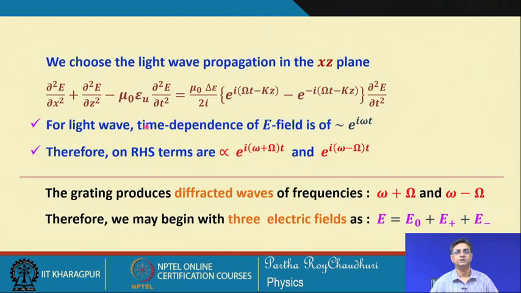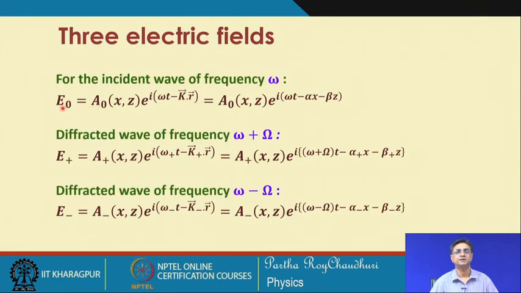So, we can decompose this equation into 3 fields, that is, you have an incident field which is given by this. k dot r is the direction of the incident wave. We have seen, because it is confined in the x z plane, we can write it as alpha x plus beta z, where alpha is the x component of the propagation vector of the light wave, and beta is the z component of the propagation vector. And for the diffracted wave, in the same way, we write this amplitude a plus, which is a function of x and z, and omega plus is the frequency of the diffracted wave, and this must be equal to this.